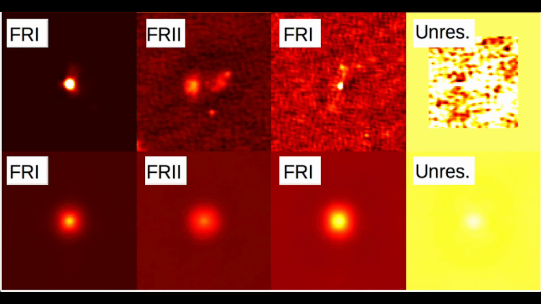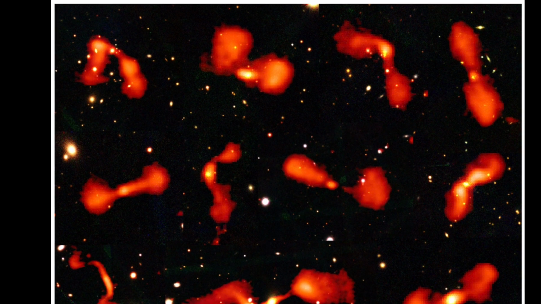As a result, when we look at the reconstructions of the images based on the features that the capsule network has learnt, we see that they are inaccurate, where FR2s are reconstructed as diffuse blobs, unresolved or compact sources are reconstructed as concentrated blobs, and FR1s are somewhere in between.